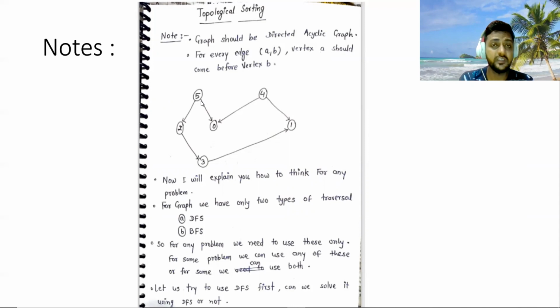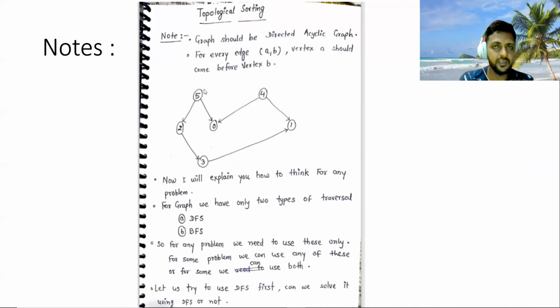Now, let's say this is the graph. From 5, you can go to 2 and 0. From 4, you can go to 0. From 4, you can also go to 1. From 2, we can go to 3. From 3, we can go to 1. This is the graph for which we want to print the topological sorting.